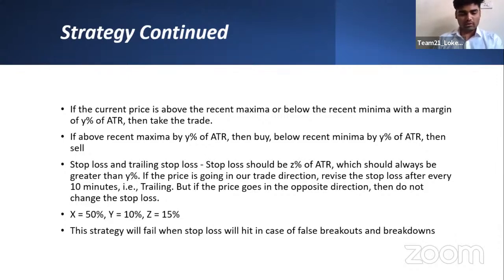We had many issues while implementing these strategies on the platform, so we didn't have enough time to backtest with many variables. In the end, we finalized with X as 50% of the ATR, Y as 10%, and Z as 15%. This strategy will basically hit the stop loss in the case of all false breakouts or breakouts.